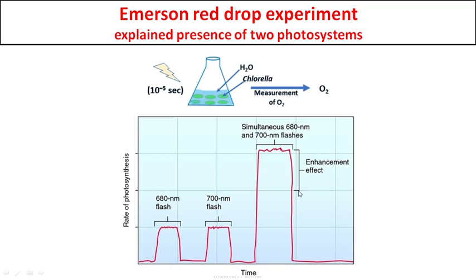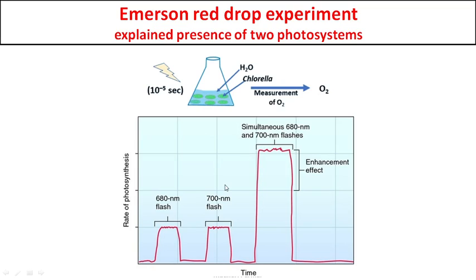So the scientists actually did an experiment. This is the sort of experimental setup. They took a flask. So here is your flask. It has water, and inside the water it has algae, which is called chlorella. Clear? It used chlorella algae, had water, and this is the chlorella solution. Now to this chlorella, they provided a flash of light for 10 raised to minus 5 seconds. After that, there was measurement of the oxygen which was released.